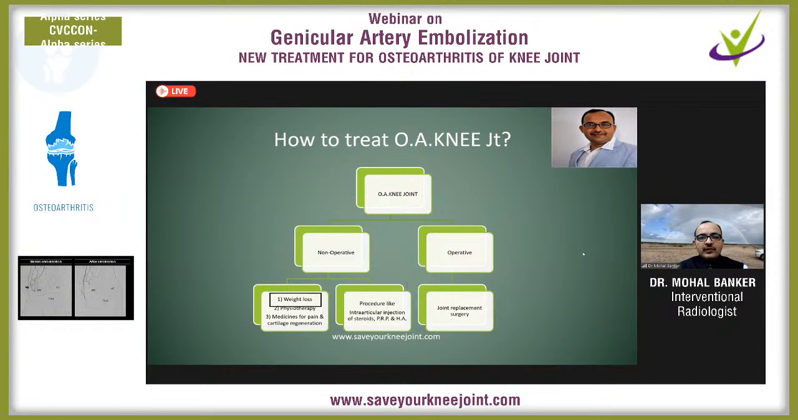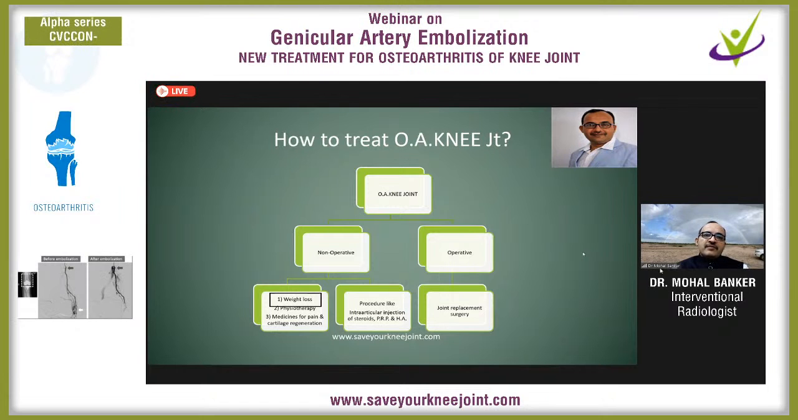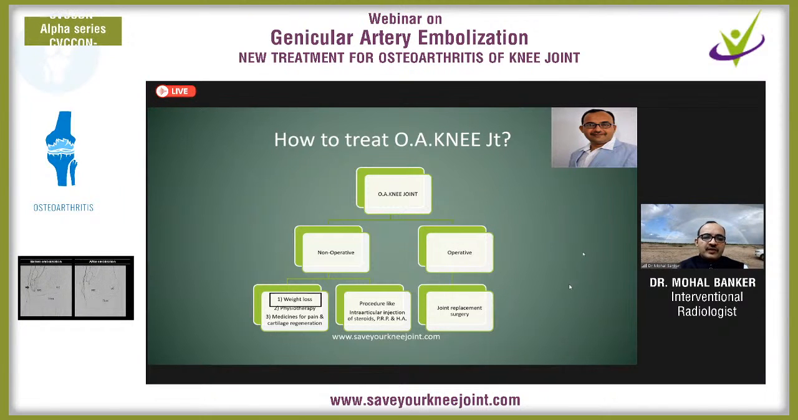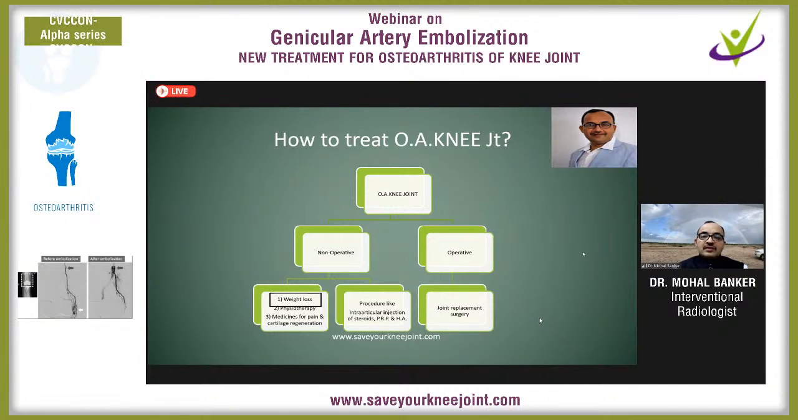One is operative and the second one is non-operative. In the non-operative segment, when the patient first complains of pain and morning stiffness in the joint, then we prescribe some medicines for painkiller and cartilage rejuvenation, and also prescribe some physiotherapy and weight loss. See, weight loss is very important. I'm going to describe to you why it is so important.